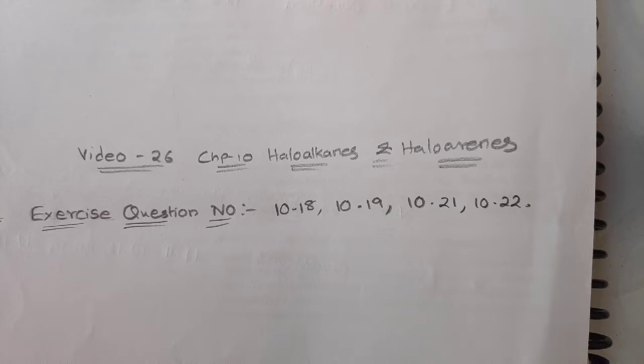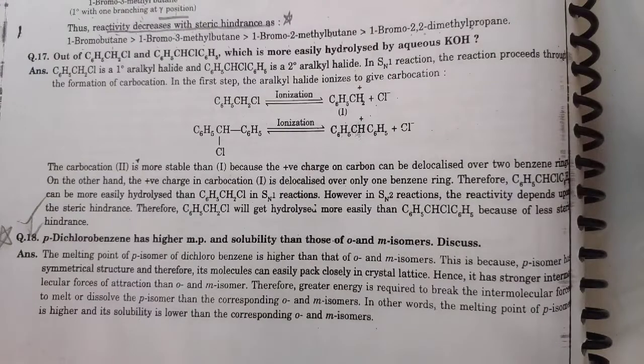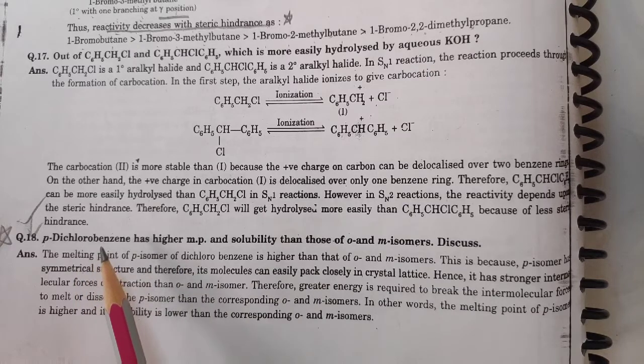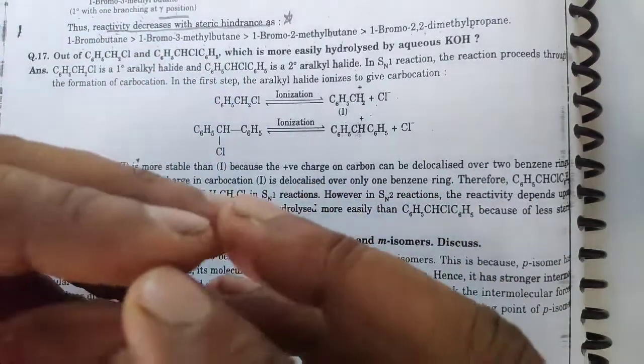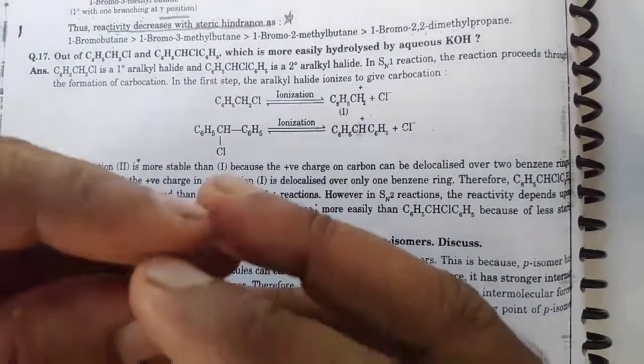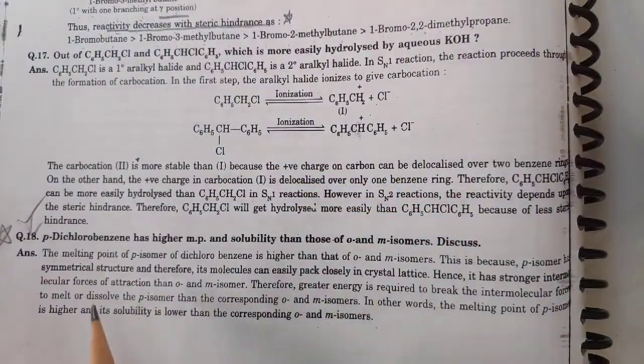So shall we start? Now when we talk about this 18th question, para-dichlorobenzene has higher melting point and solubility than those of ortho and meta isomer. We have already discussed that para products have good symmetry, which means their packing is good, the molecules bind in such a way that there is less gap or space. So the melting point of para isomer of dichlorobenzene is higher than that of ortho.